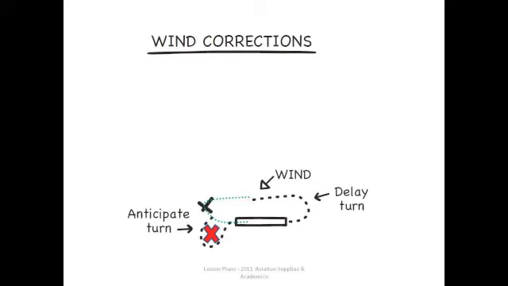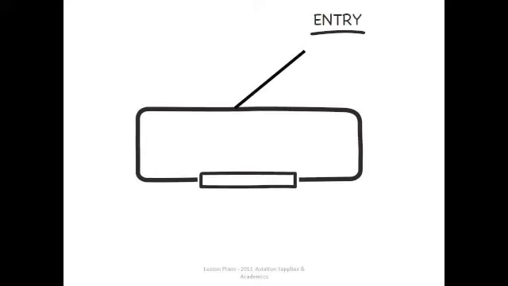Your turn onto base will be made with a tailwind, causing your ground speed to increase and giving you a little less time to make your turn onto final. You will need to anticipate this and make your turn to final sooner so you are not swept beyond the runway centerline. Now, let's talk about entry to the traffic pattern.